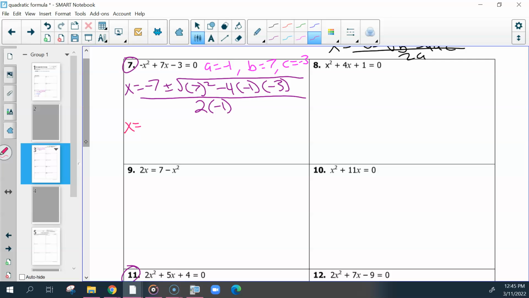Yeah. Okay, so let's start simplifying this. Negative 7 plus or minus. What is your discriminant number? The number underneath your radical. I think that is right. I was supposed to have my answer key up there so I can be checking.